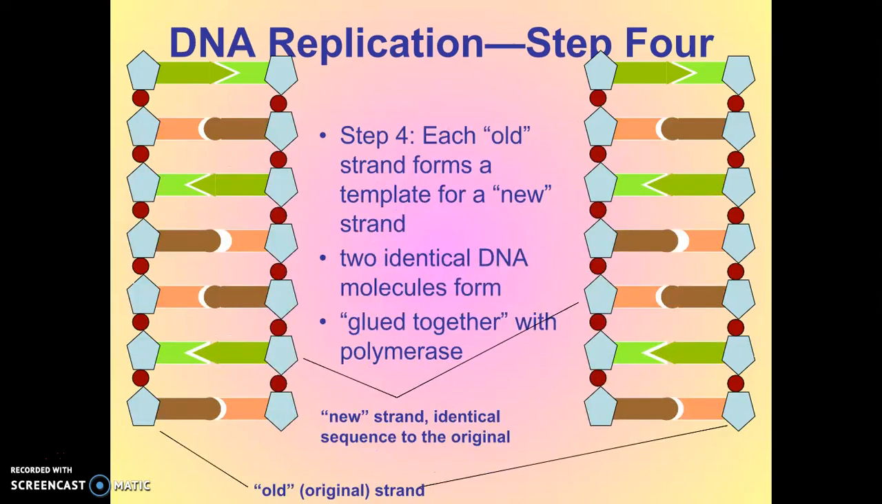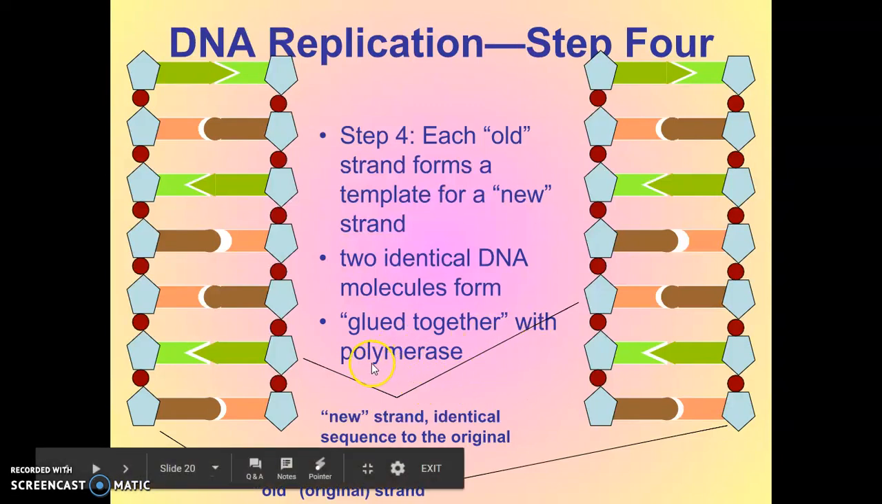And then step 4, we now glue the strands back together, and they're glued back together with something called polymerase. So we go bloop, and we glue it back together. Now you have two identical strands of DNA, each one built on an old strand here and an old strand here, and then you have the new strands in the middle. Okay? And that is called the semi-conservative model, and I would go ahead and write that down.